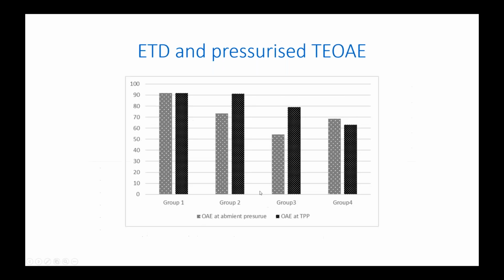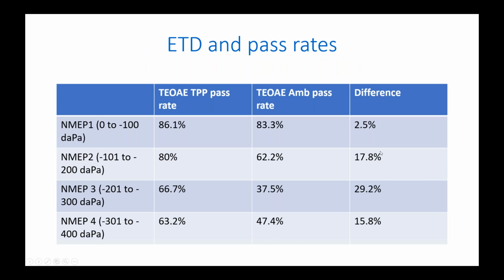So what does that mean? If you measure TEOAE at ambient or a pressurized level, it doesn't make a huge difference when the middle ear is functioning normally. Whereas when you compare the OAE function between ambient and pressurized conditions, you can see that as the TEOAE level and the SNR improve, the TEOAE pass rate also improves. Especially it's very prominent between -100 to -300 decapascal, not a huge difference in the -300 to -400. So the improvement in the pass rate was nearly 17.8% with middle ear pressure of -100 to -200. And with -200 to -300, there was nearly 30% improvement in the pass result.